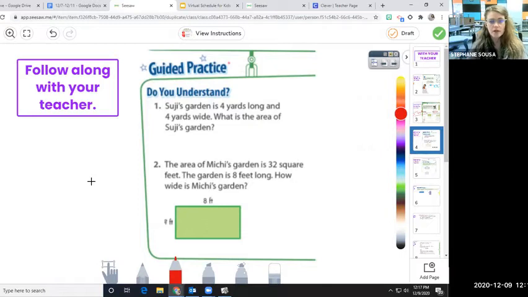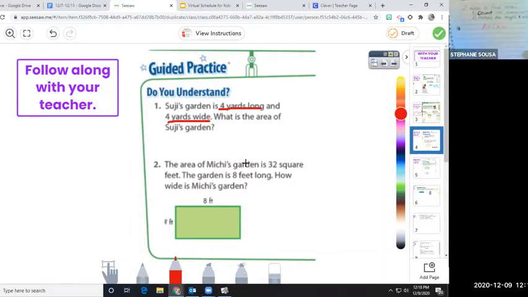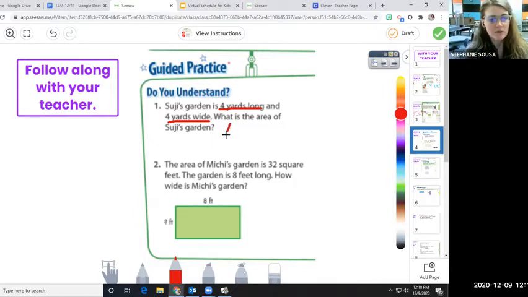All right, let's go on to slide 4. It says, follow along with your teacher. That's me. I'm your teacher. It says, Suji's garden is 4 yards long and 4 yards wide. What is the area of Suji's garden? Guys, it just told us the equation. Area is the same as length times width. And it just told me it's 4 and 4. Boom, I have an equation. So let's write that equation out.